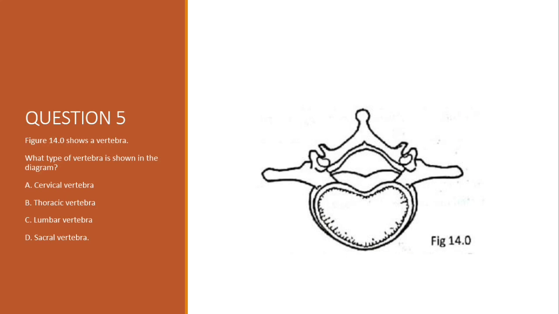So look at this diagram. Okay, what type of vertebra is this? We've got A, cervical vertebra, B, thoracic vertebra, C, lumbar vertebra, then D, sacral vertebra. Pause the video, try to answer this question on your own.